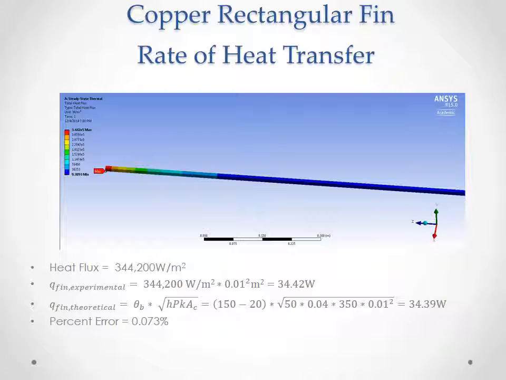The discovered heat flux for a copper rectangular fin multiplied by the cross-sectional area of the fin yielded a heat transfer rate of 34.42 watts. When comparing this to the theoretical value, we found that there was only a 0.073% error.